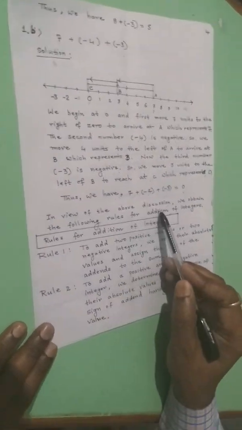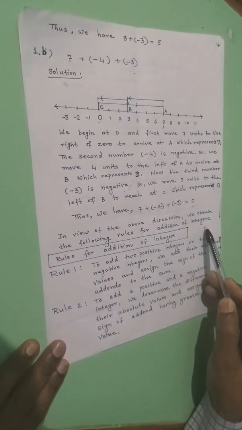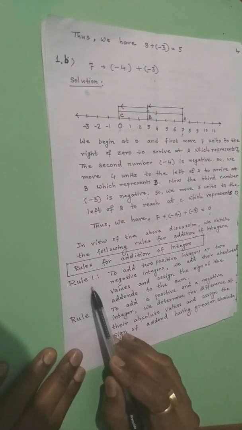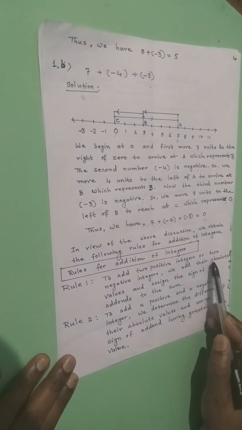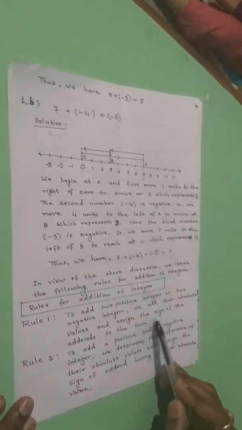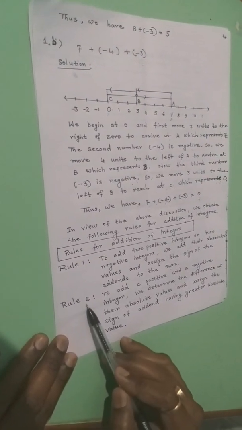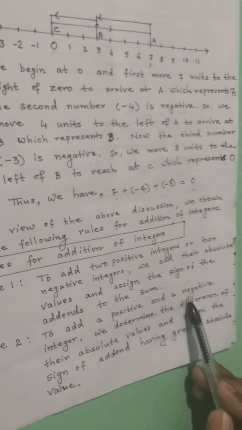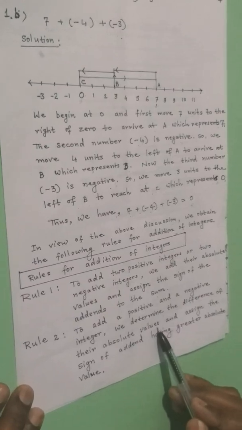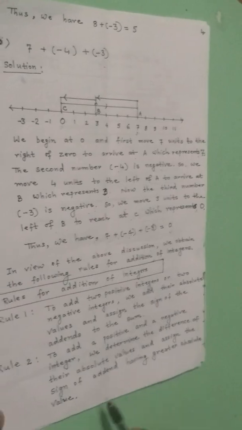In view of the above discussion, we obtain the following rules for addition of integers. Rules for addition of integers. In rule number 1, to add two positive integers or two negative integers, we add their absolute values and assign the sign of the addends to the sum. In rule number 2, to add a positive and a negative integer, we determine the difference of their absolute values and assign the sign of the addend having greater absolute value.